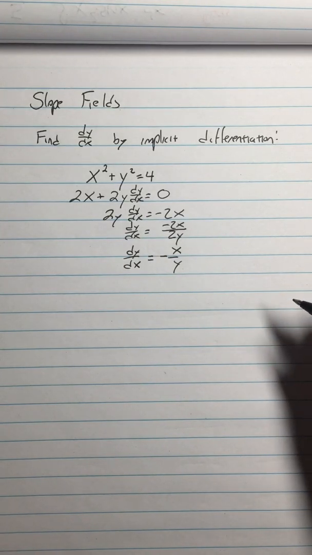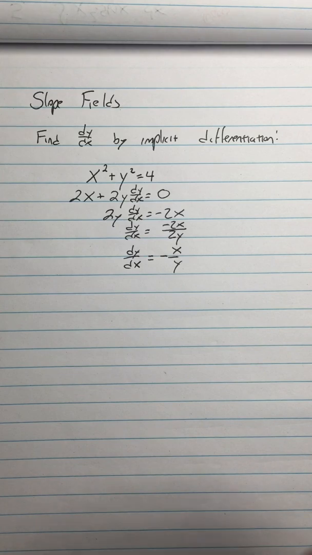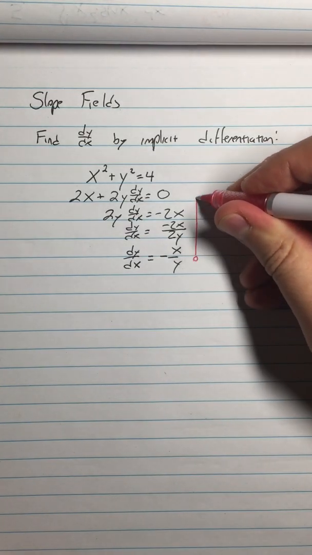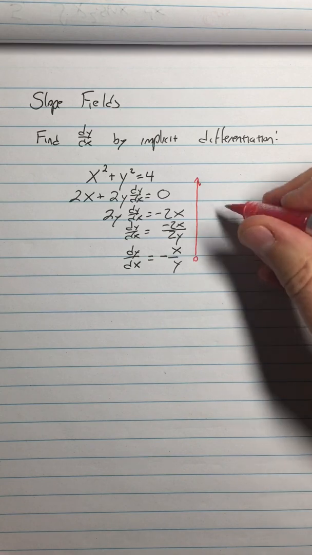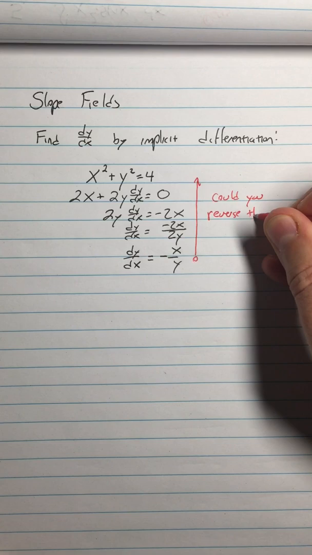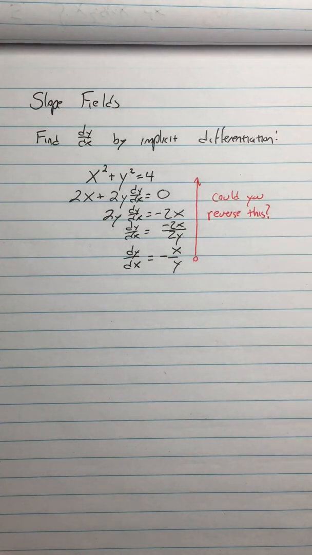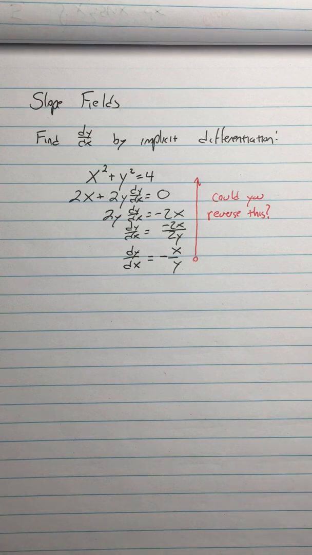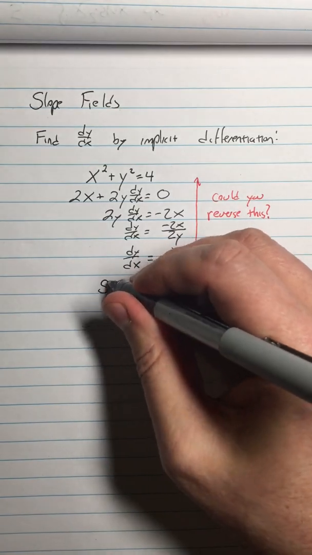Slope fields begin with the question: could you reverse this process? Could you start with what the derivative is and get what the function is? This would not be a topic if the answer was no. Therefore, we can probably assume the answer is yes. All right, so the answer is yes, and it leads to a lot of very interesting things. But first, we analyze dy dx equals negative x over y graphically.